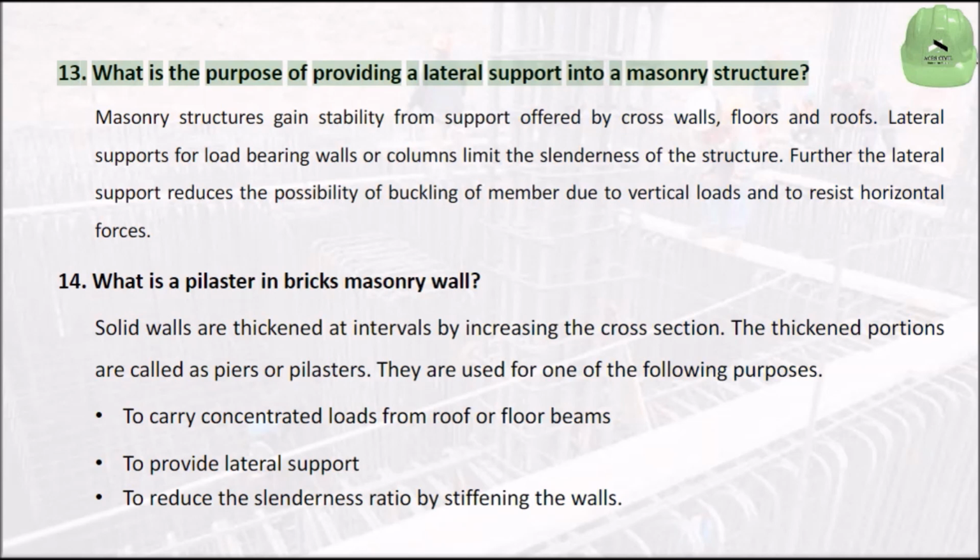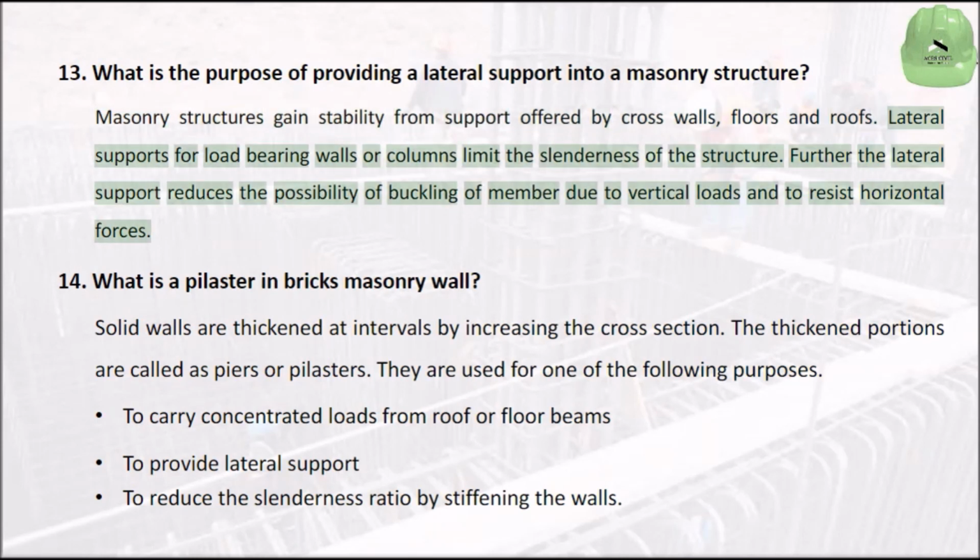What is the purpose of providing a lateral support in a masonry structure? Masonry structures gain stability from support offered by cross walls, floors, and roofs. Lateral supports for load-bearing walls or columns limit the slenderness of the structure. Further, the lateral support reduces the possibility of buckling of the member due to vertical loads and resists horizontal forces.